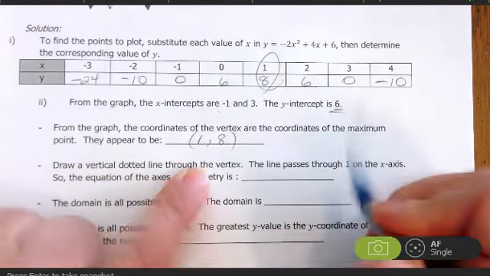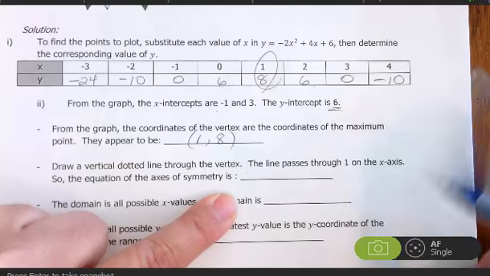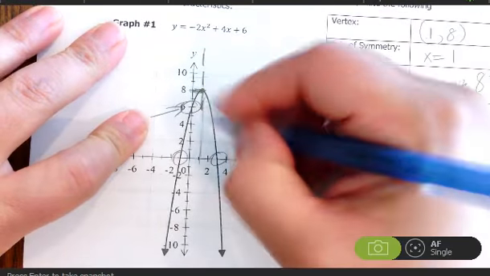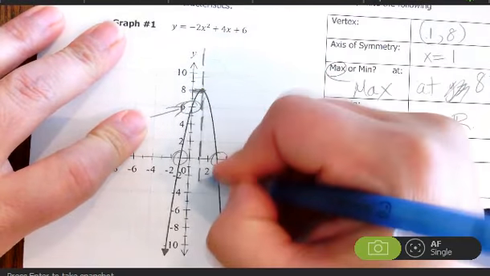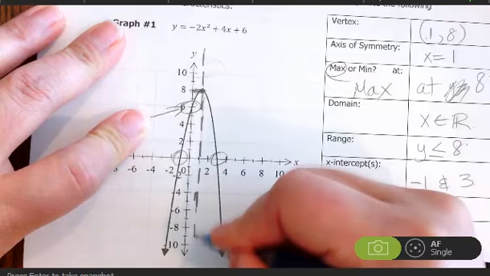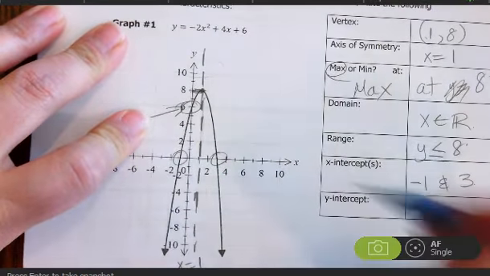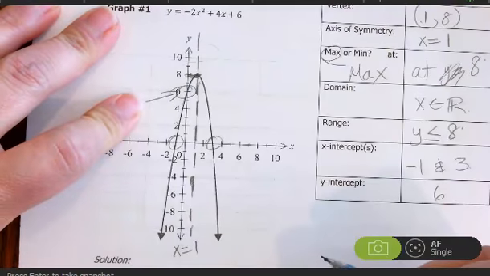All right, so that's the vertex. Now, draw a vertical line through the vertex. So go to your graph and draw a vertical line through the vertex. So vertical line right here. Make it a dotted line, because we know it's not an actual line. We're just trying to show something here. So this is the axis of symmetry that I've just drawn in.